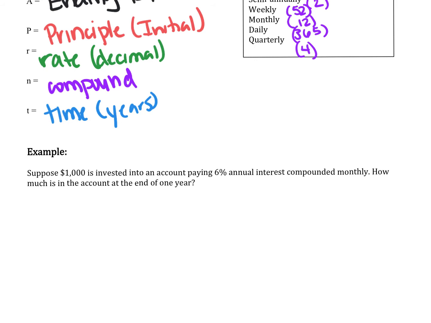So here you're taking 1,000 as your initial investment, so here's your P. It's going to pay 6% annual interest, so your R is 0.06. But you're compounding that interest monthly, so your N is equal to 12. And they want to know how much is going to be in your account, so you want to find A, over 1 year. So that's your T.